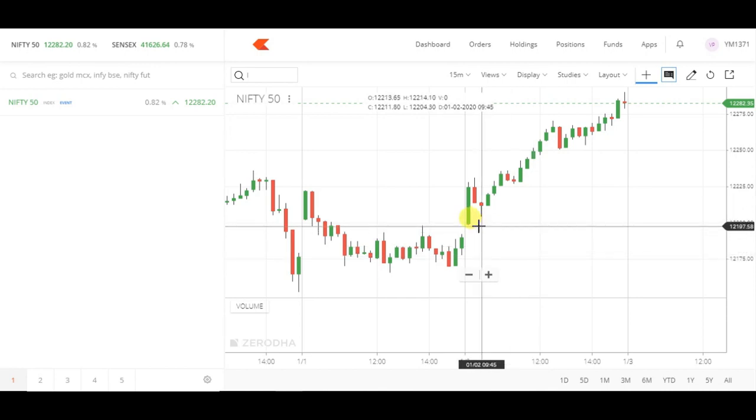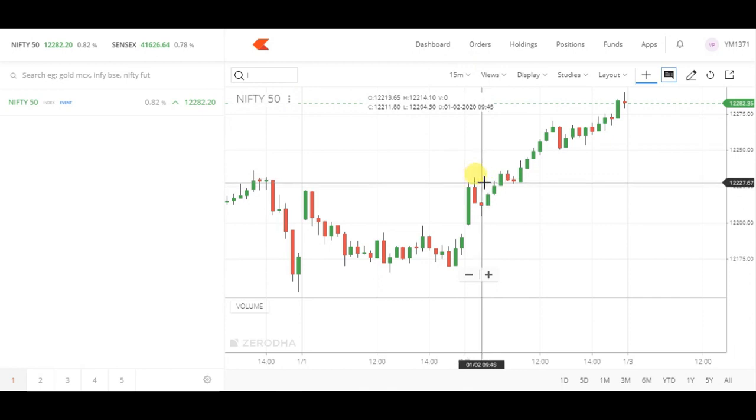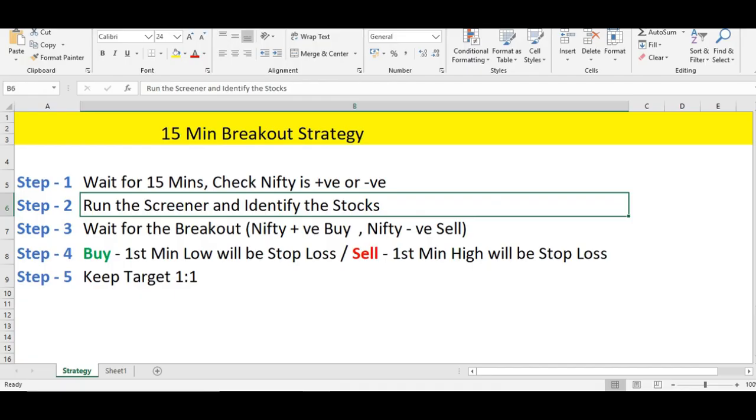But the problem with this strategy is stock selection. There are plenty of stocks in the market, so it is very difficult to decide on which stocks we have to apply this strategy on a daily basis. So in today's video, we are going to discuss how to select the stocks for this 15-minute candlestick breakout strategy and how to work on this strategy. Basically it has 5 steps.